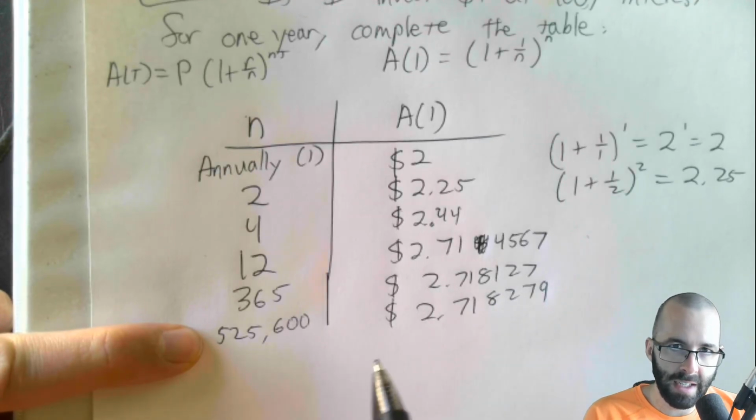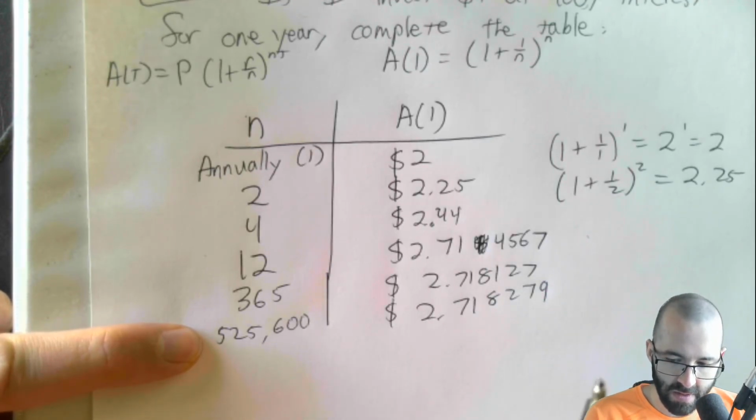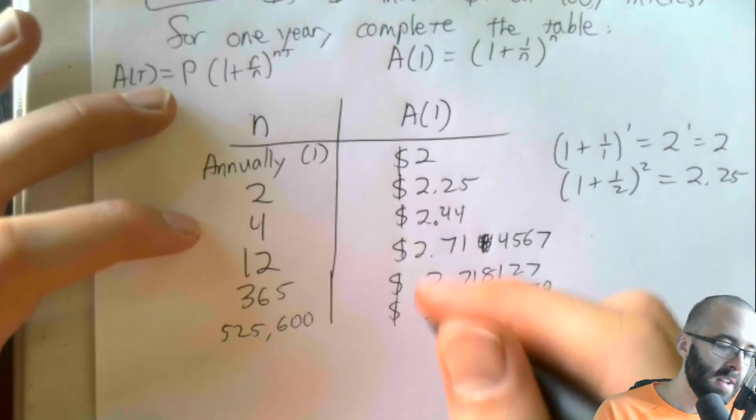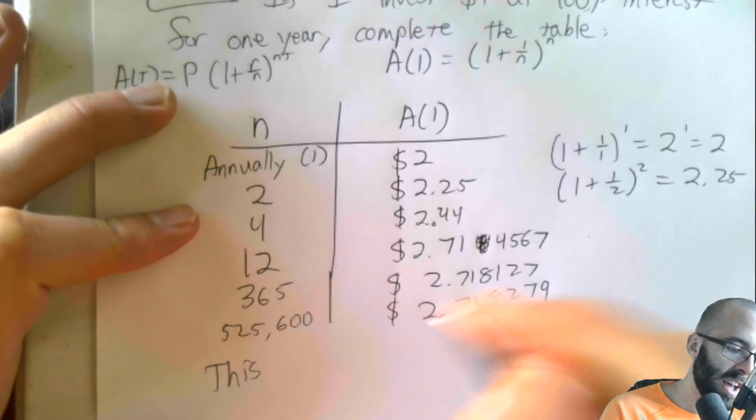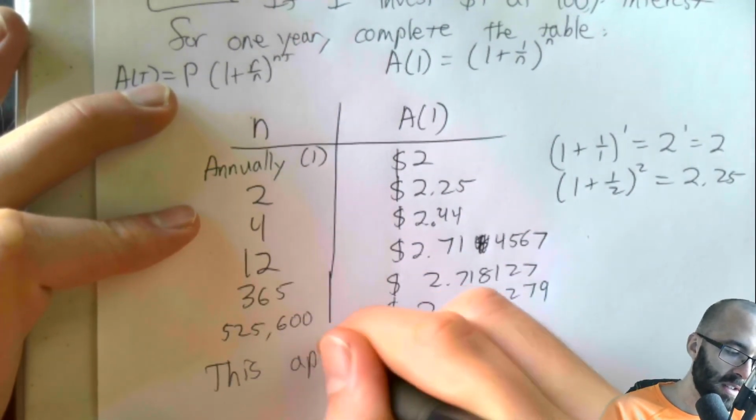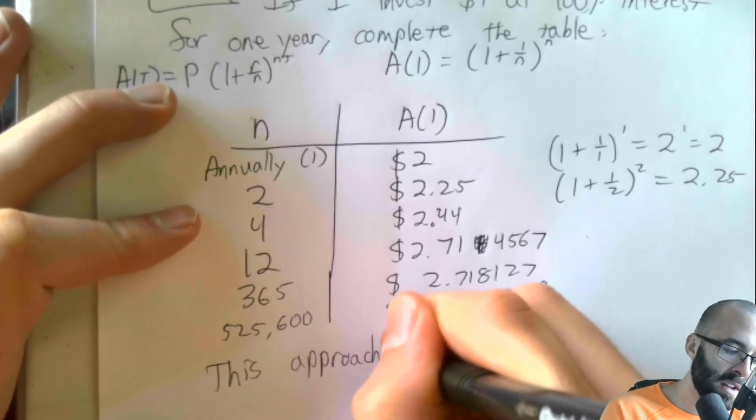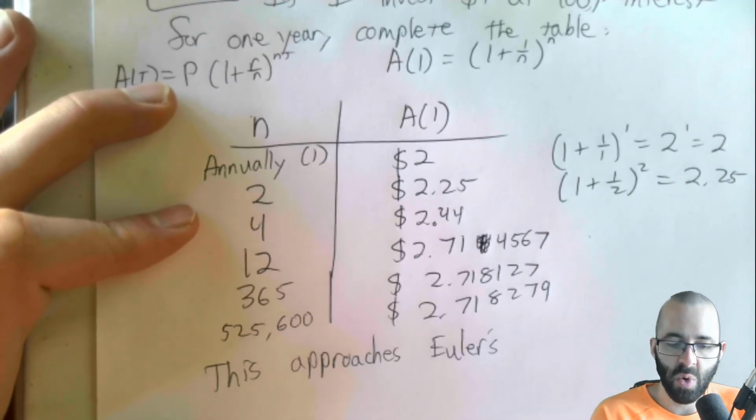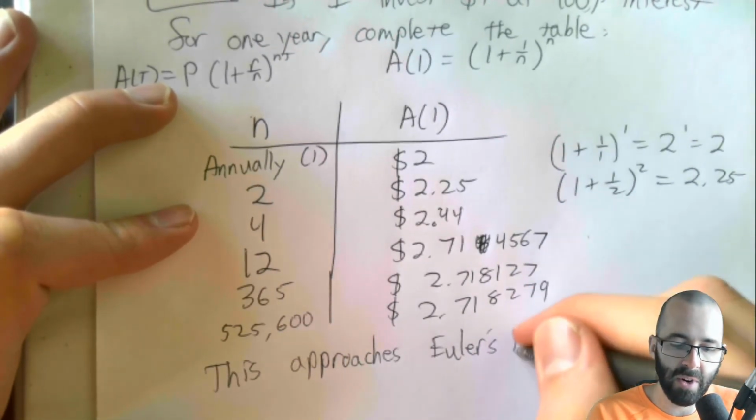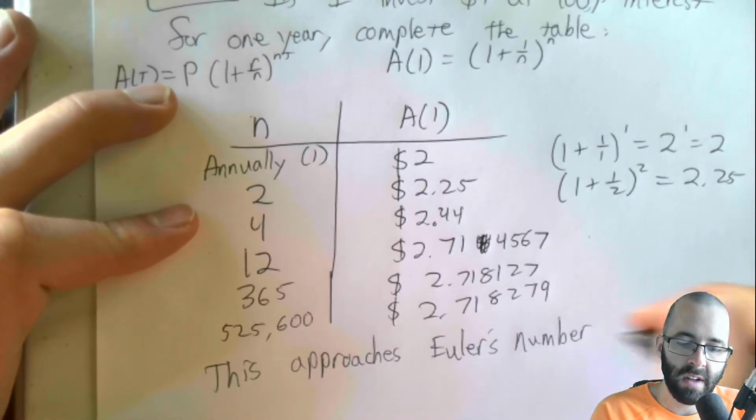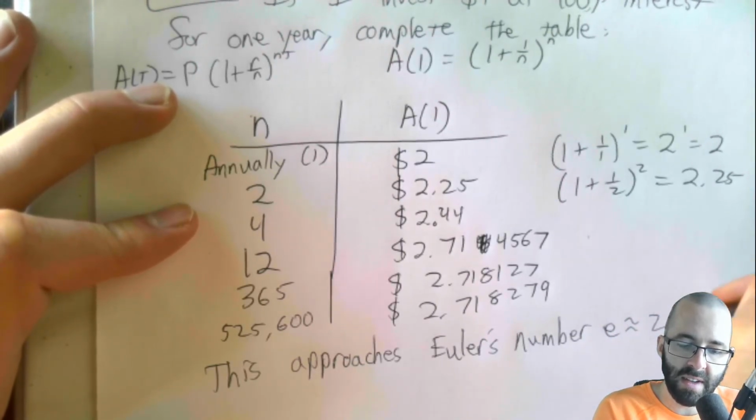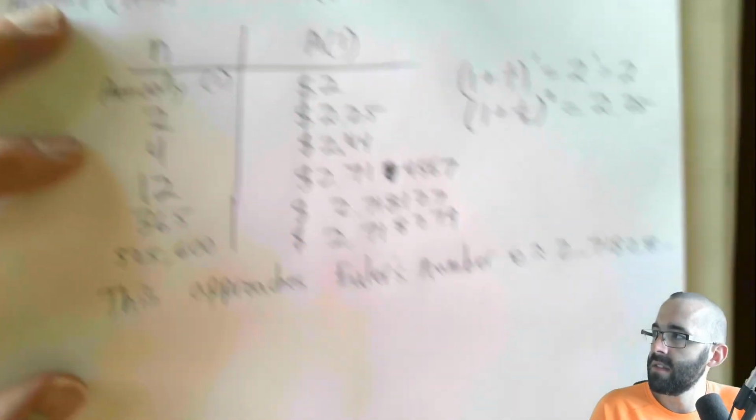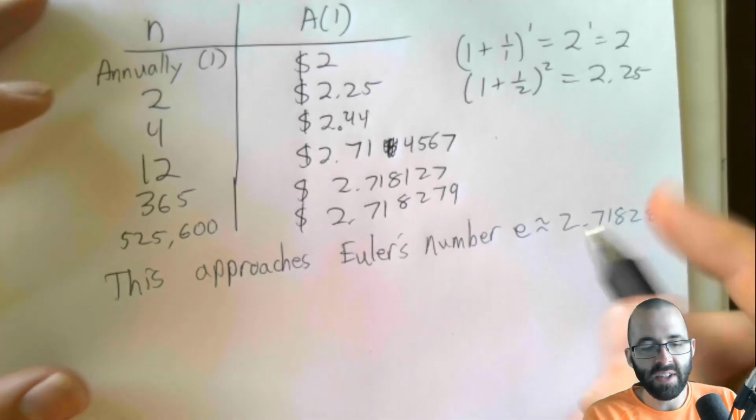These are approaching e, Euler's number. Okay, so that's what Euler's number is. Okay, and again, his name is written like that, but it's pronounced Euler. Euler's number right here. e, which is about 2.71828, etc. Okay, so that's where this number comes from.